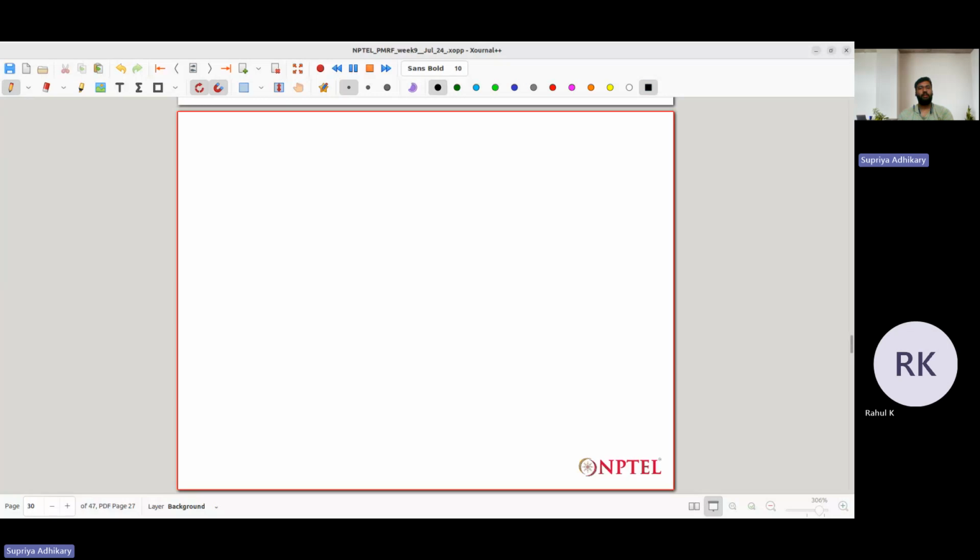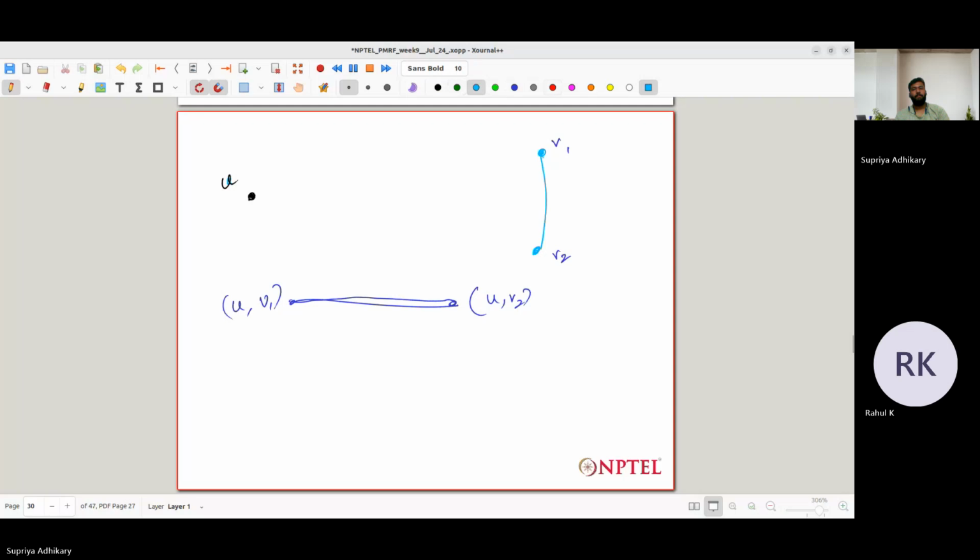So consider things like this. If in the graph G1 we have u like this, and in graph G2 we have an edge like this, if this is u and these are v1, v2, then we say that (u, v1) and (u, v2), between these two vertices there is an edge in the graph G. So this is the graph G1, this is our graph G2, and in the graph G, which is G1 cross G2, we will have an edge between this (u, v1) and (u, v2).